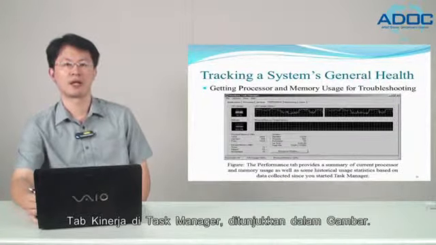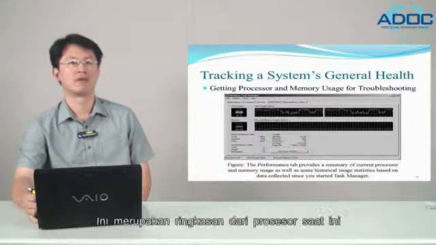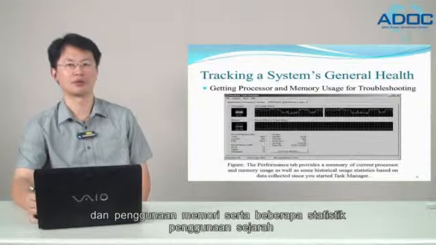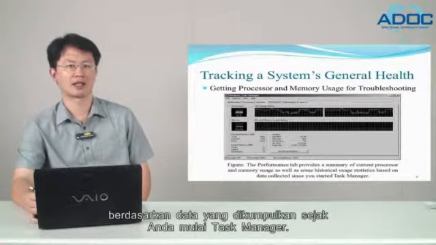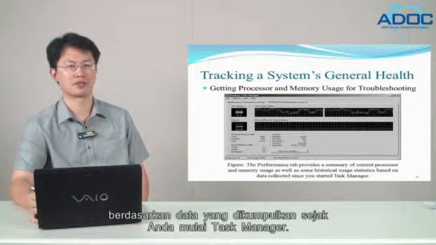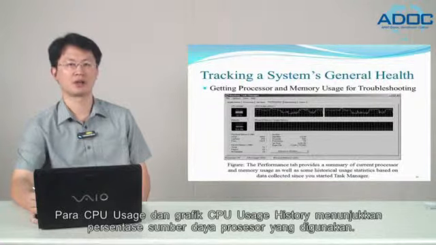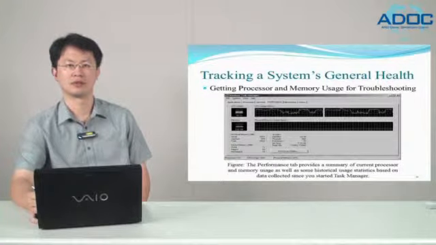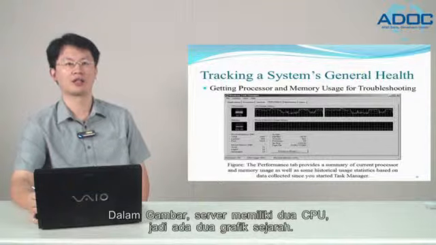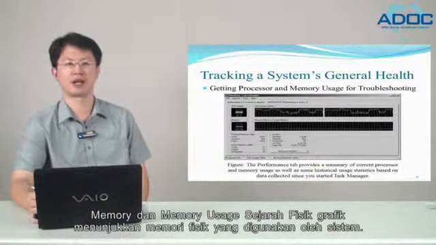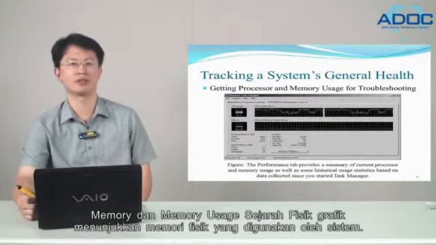The Performance tab in Task Manager is shown in the figure. It provides a summary of current processor and memory usage as well as some historical usage statistics based on data collected since you started Task Manager. The CPU usage and CPU usage history graphs show the percentage of processor resources being used. In the figure, the server has 2 CPUs, so there are 2 history graphs. The memory and the physical memory usage history graphs show the physical memory being used by the system.